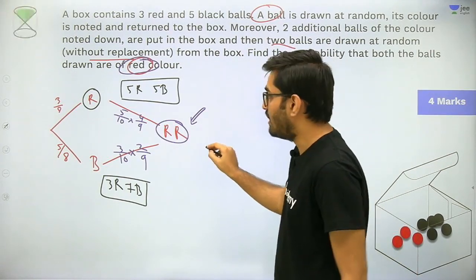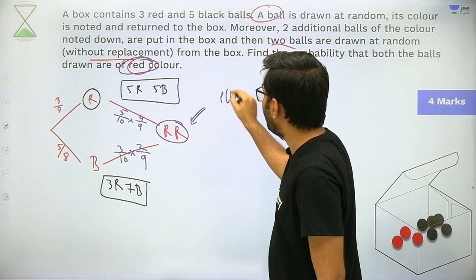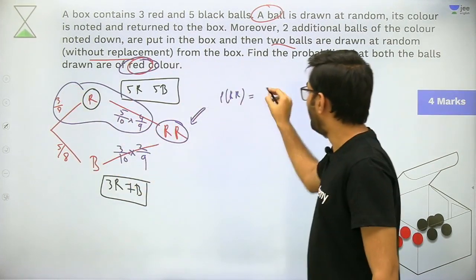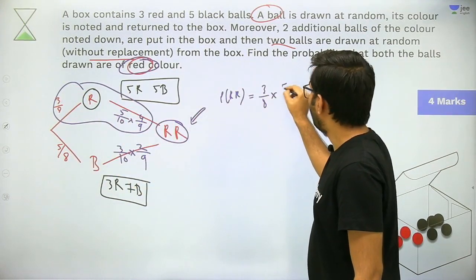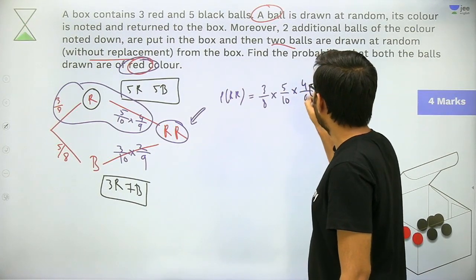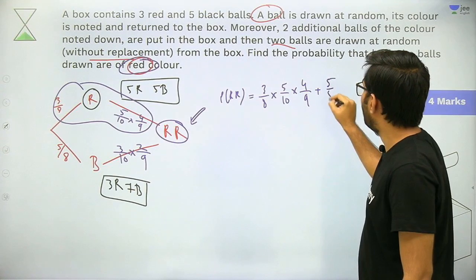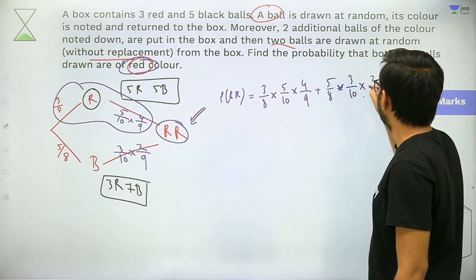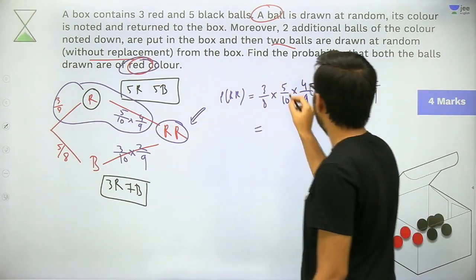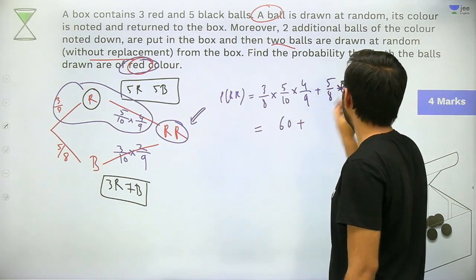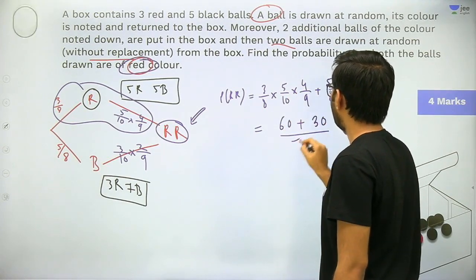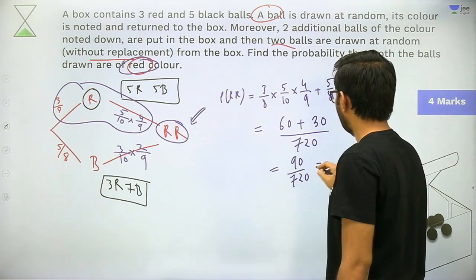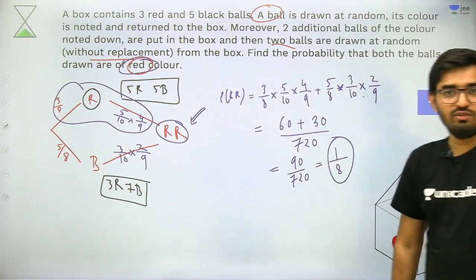So finally the answer will be the probability of getting both red. You just need to add this branch and this branch. So the answer will be 3 by 8 into 5 by 10 into 4 by 9, plus here you will get 5 by 8 into 3 by 10 into 2 by 9. So this is 60 plus 30 divided by 720. So this is 90 by 720, which is 1 by 8. So finally the answer will be 1 by 8.